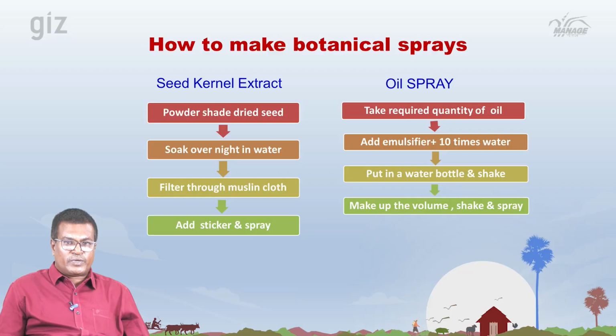So these are the 2 methods of making botanical extracts. For seed kernel extracts, soak overnight, then filter the next day and use. For oil sprays, you need to add an emulsifier and dissolve it in water, then shake it well, make up the volume, shake and spray.